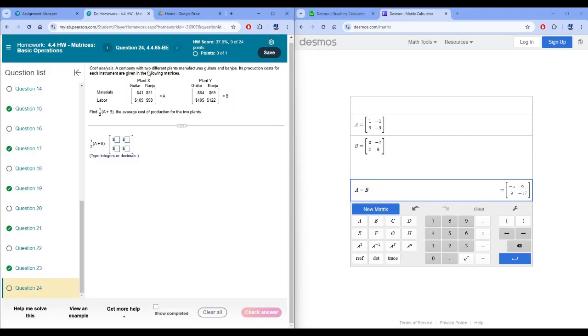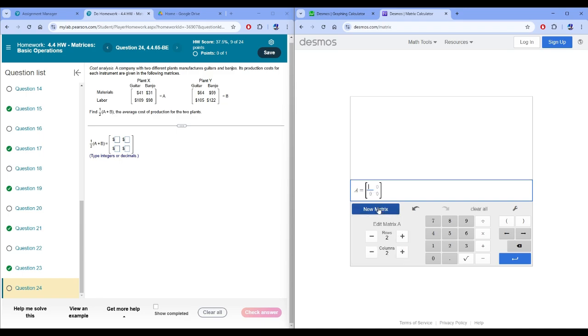Cost analyst, a company with two different plants manufactures guitars and banjos. Its production cost for each instrument is given by the following matrices. Find 1/2 of A plus B. I mean, that's so easy. Just plug in A and B and then done. So let's do A. Matrix is a 2 by 2. So that's going to be 41, tab 31, tab 109, tab 98.